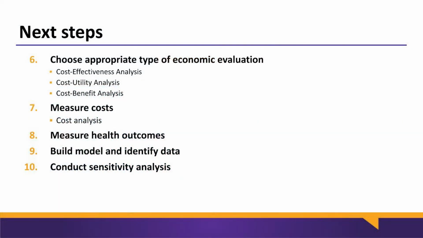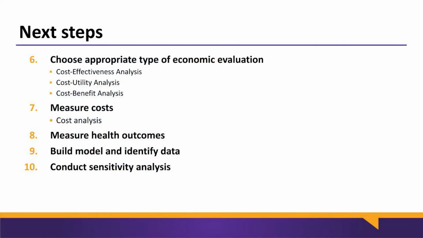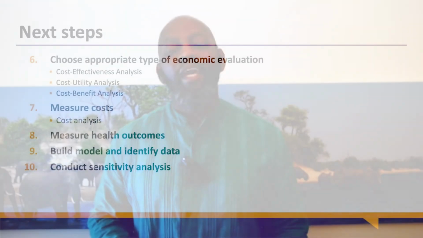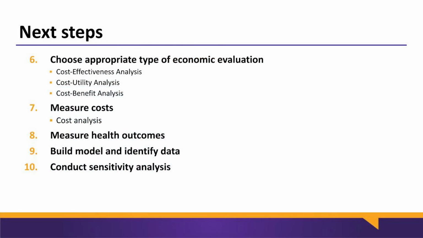So start thinking about the next steps. We need to start thinking about the economic evaluation we're going to do. Will we do a cost effectiveness, cost utility, or cost benefit analysis? And again, it's really going to depend upon what our outcome measure is going to be. We need to be able to measure the cost. We need to do our cost analyses and determine what type of health outcome we are going to use. And then we're eventually going to start building the model and identifying the data that's needed for the model. And then at the end, we conduct our sensitivity analyses, and we'll talk a little bit more in detail about sensitivity analyses.